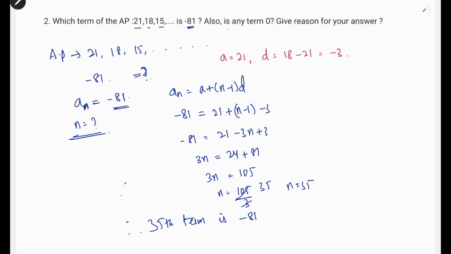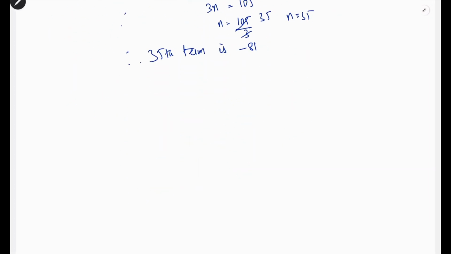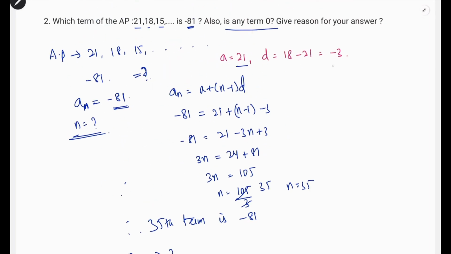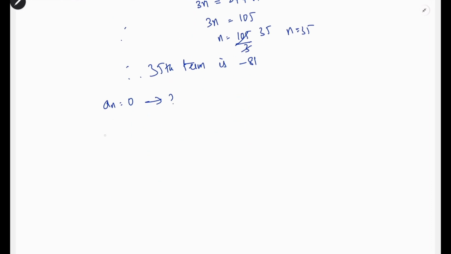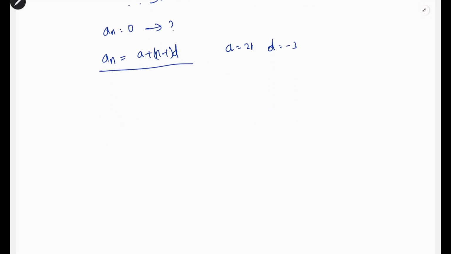And what is asked is any term 0. We have to find if an is 0 and at what term it is. Now here a is 21 and d is minus 3. We will substitute these values in this equation. It is an equal to a plus n minus 1 into d. This is the formula. We will substitute the values. A is equal to 21, d is equal to minus 3. An equal to 0 equal to a is 21 plus n minus 1 into d is minus 3.